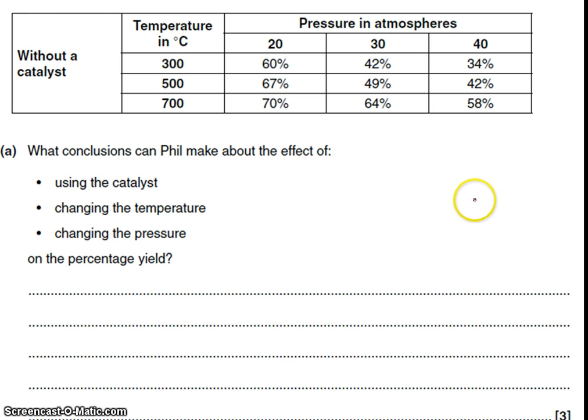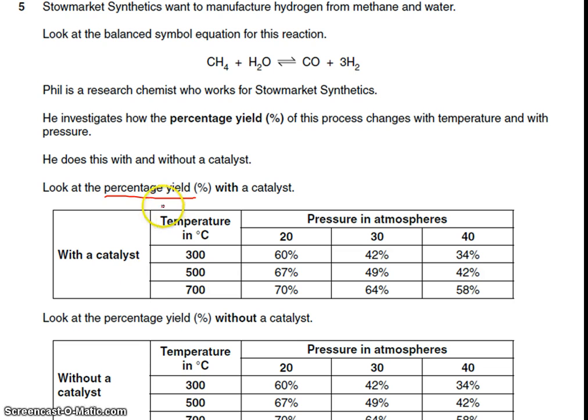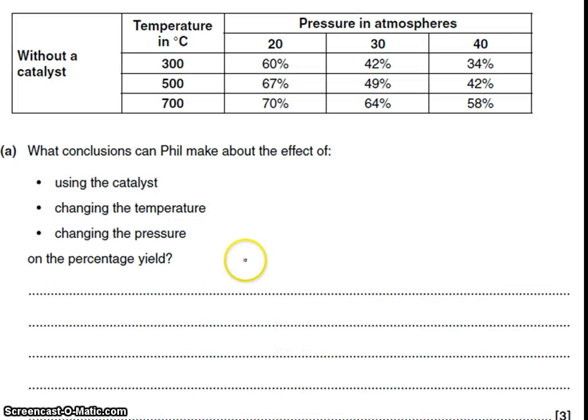So the question is, what conclusions can Phil make about the effect of using a catalyst? Well, if you look at the two tables, with a catalyst and without a catalyst, you'll see that at the same temperature, at the same pressure, they are in fact identical. So that tells us one simple thing about a catalyst, which is that it has no effect whatsoever on the yield that's being produced. What a catalyst does do is it speeds up the rate of the reaction, but it does this in both directions of the reaction, and so the overall effect is, whilst it may be faster, the yield doesn't change.